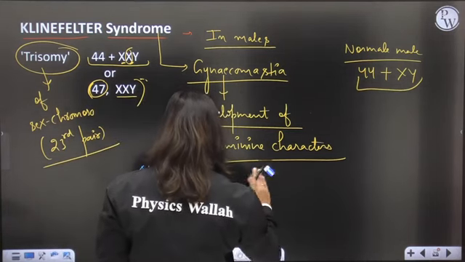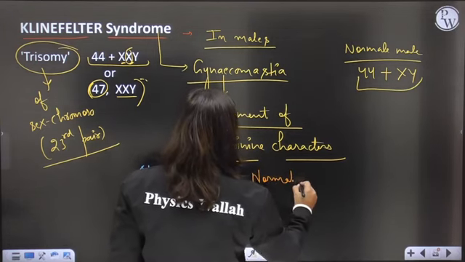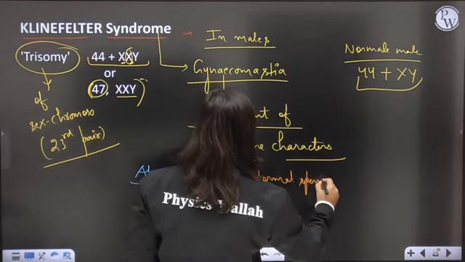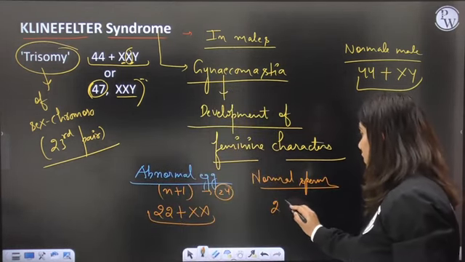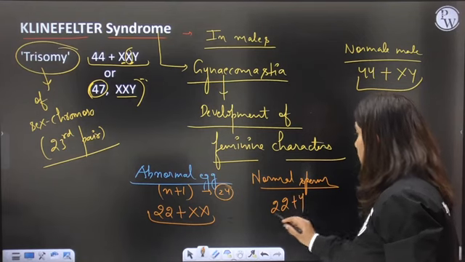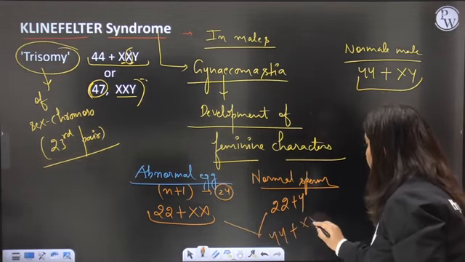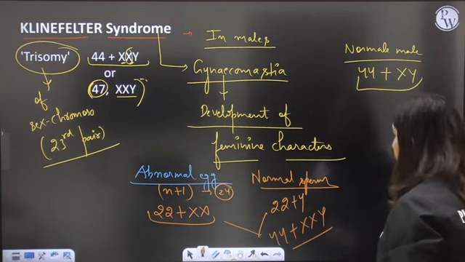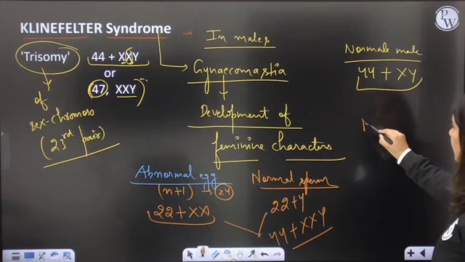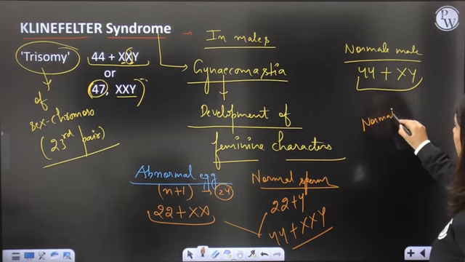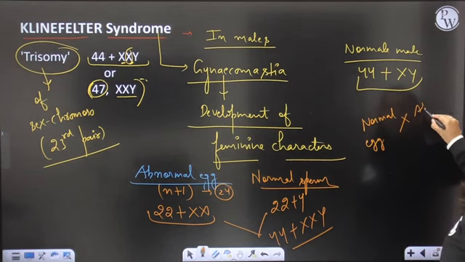And the normal sperm. So when the normal sperm fuses with the abnormal egg, the normal sperm is 22 plus Y. So what will be the result? 44 plus XXY. Okay? Or in another case, the egg can be a normal egg, or the abnormal sperm.